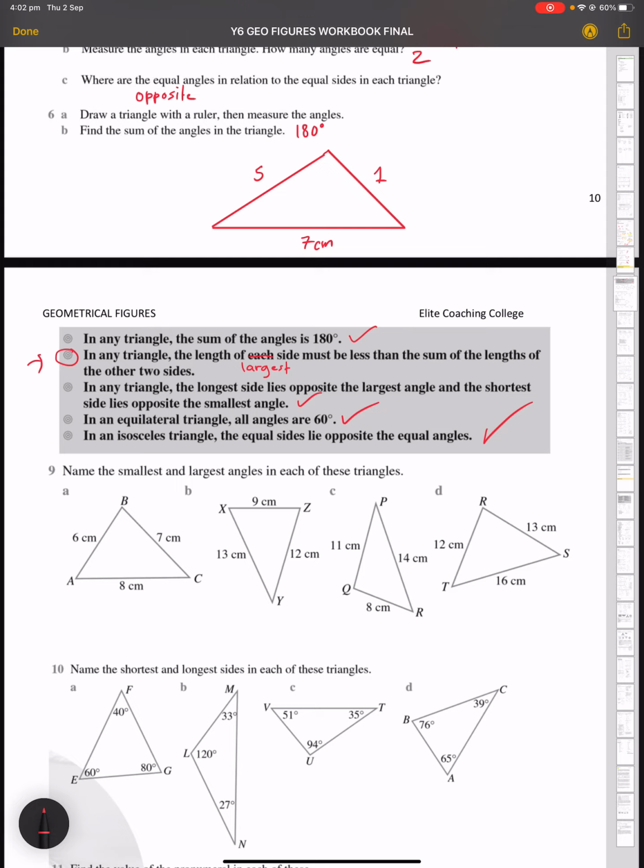Can we make a triangle using the lengths 5, 1 and 7? No, we can't. Because the longest side is 7. 7 is not less than 5 plus 1. For this triangle to exist, 7 has to be less than 5 plus the other 2 sides added together. So this length plus this length must be more than the longest length, which is 7.